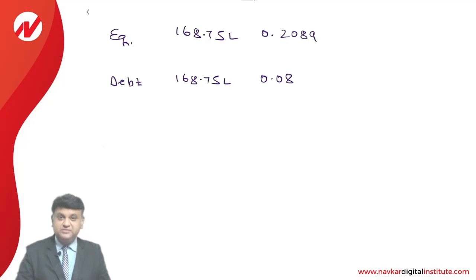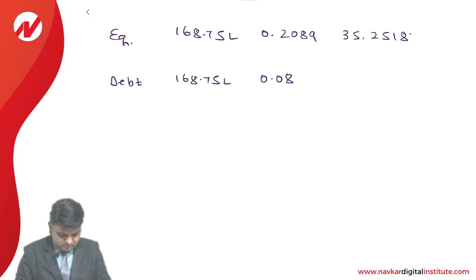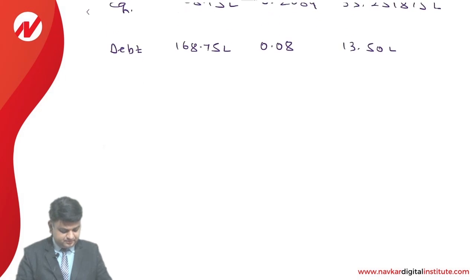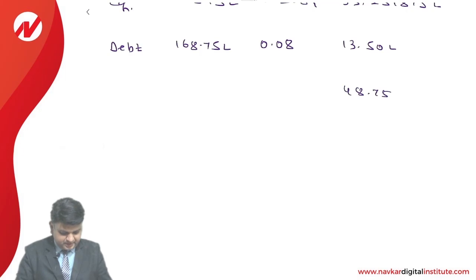So 168.75 into 20.89%, that is 35.251875. 168.75 into 8%, that is 13.5. That is 48.751875 lakhs.